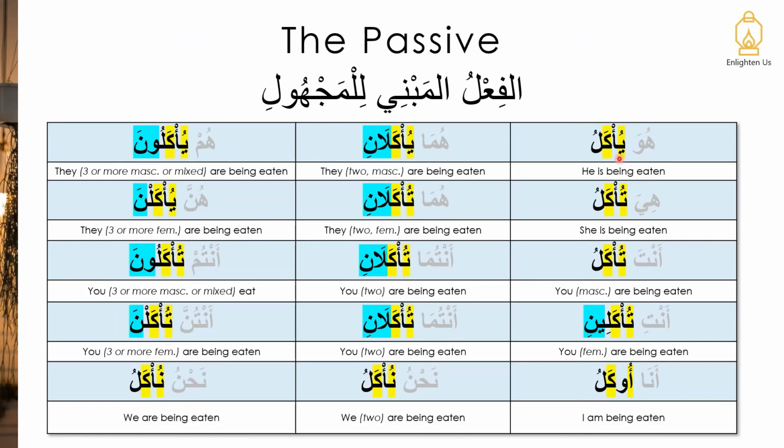هو يؤكل, هما يؤكلان, هم يؤكلون, هي تؤكل, هما تؤكلان, هن يؤكلن, أنت تؤكل, أنتما تؤكلان, أنتم تؤكلون, أنت تؤكلين, أنتما تؤكلان, أنتن تؤكلن, أنا أوكل, نحن نؤكل.